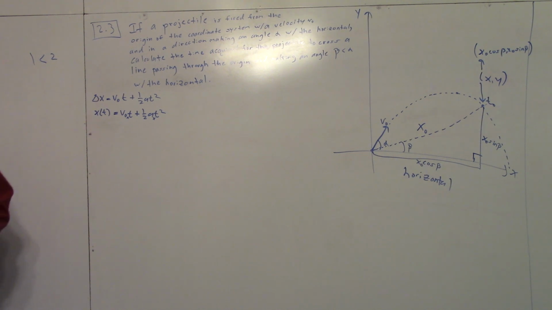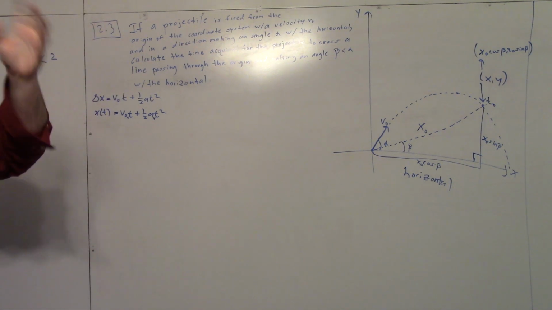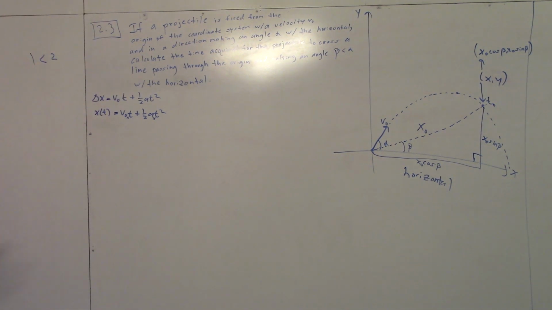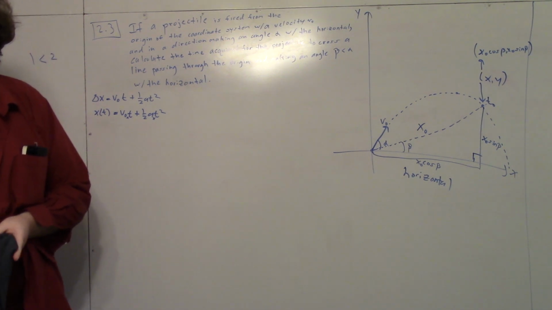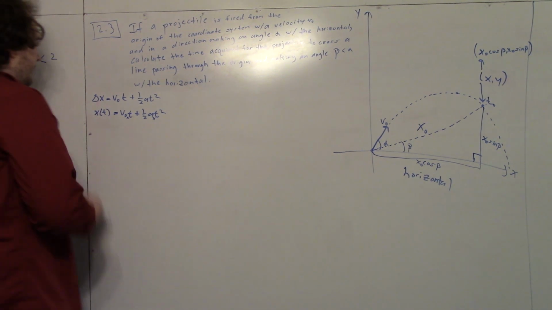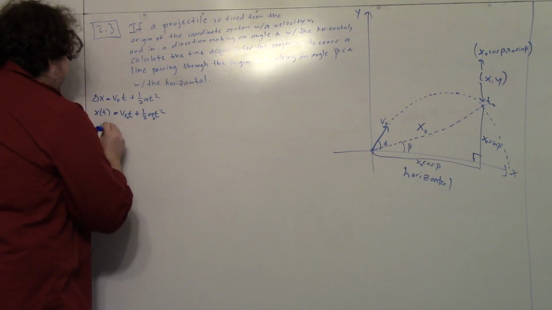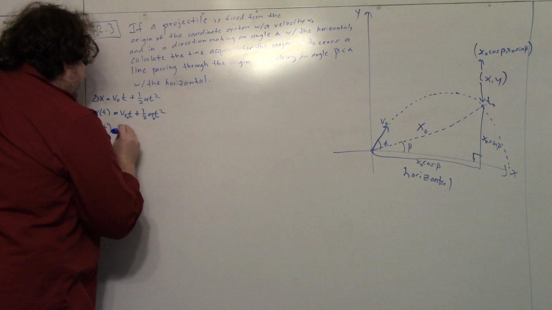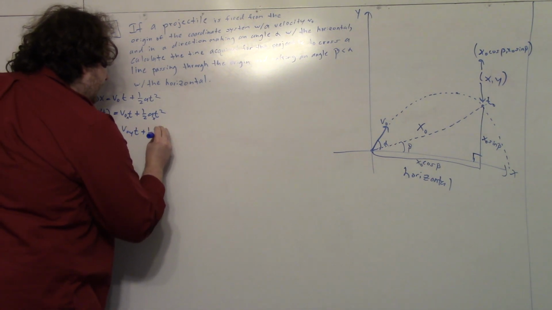If I throw this marker, its acceleration may be changing in the x direction, but in the y direction, it's not changing so much. That could be in reverse as well. So let's rewrite this in the y direction. y(t) is equal to initial velocity y times t plus 1/2 a_y t squared.